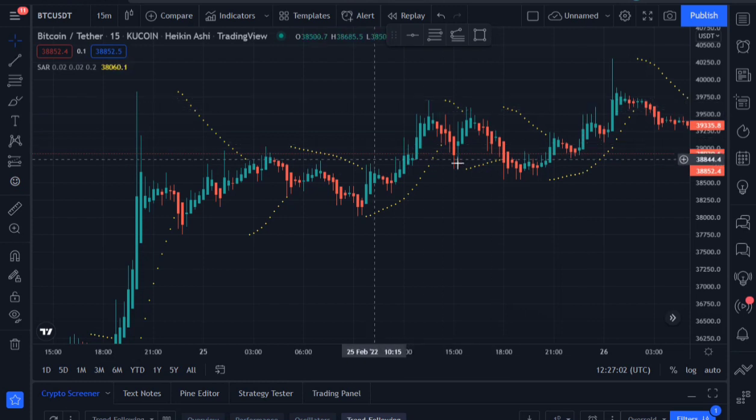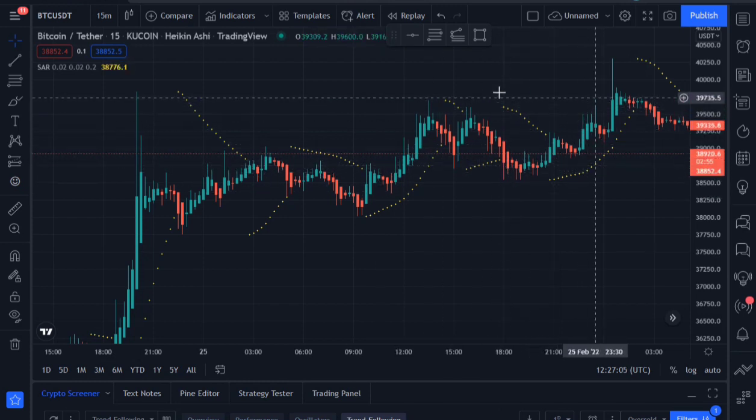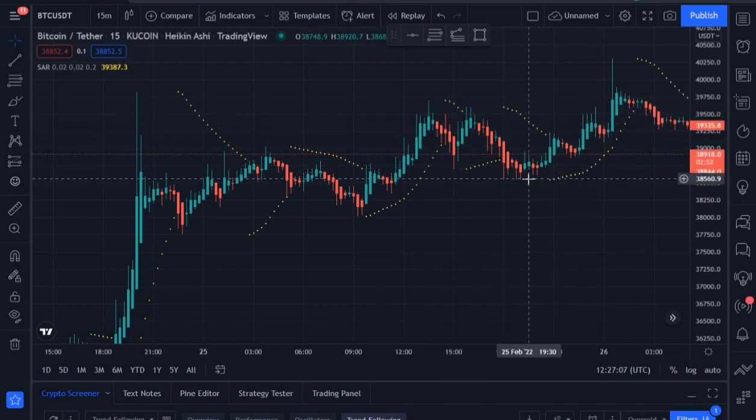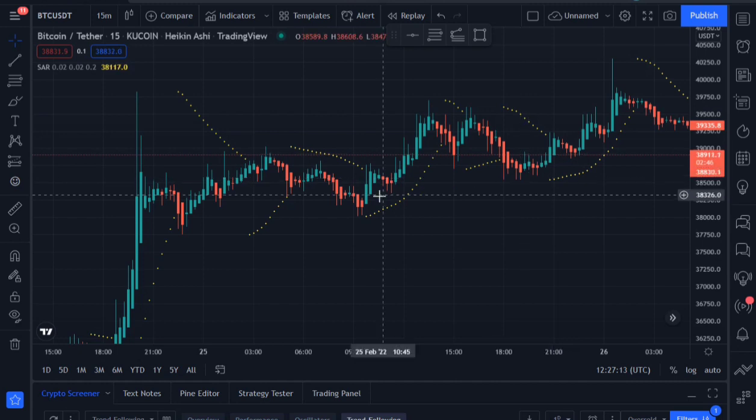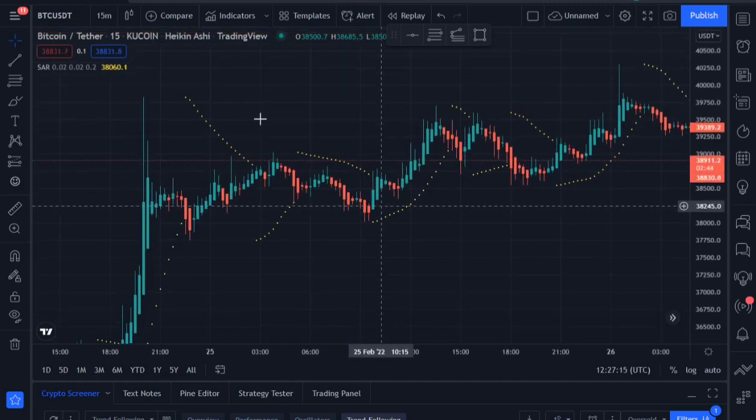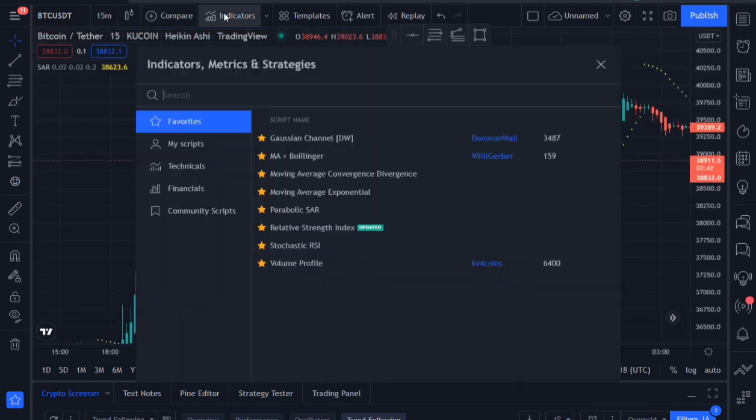But I won't advise you to trade this one because this is a ranging market. This is a consolidating market. Like I said earlier, parabolic SAR works best in a trending market. This is an example of a trending market. Okay, so let's just bring out the 200 exponential moving average real quick. Let me show you guys something.